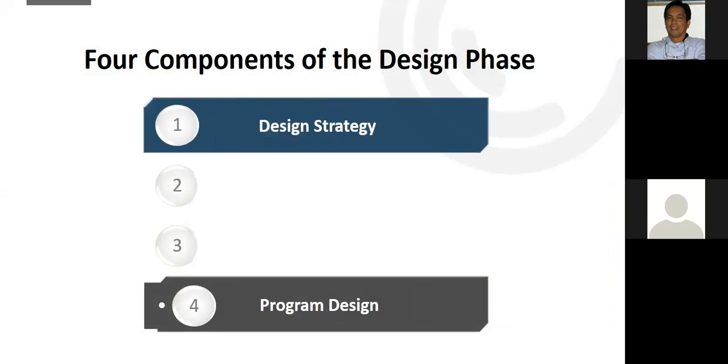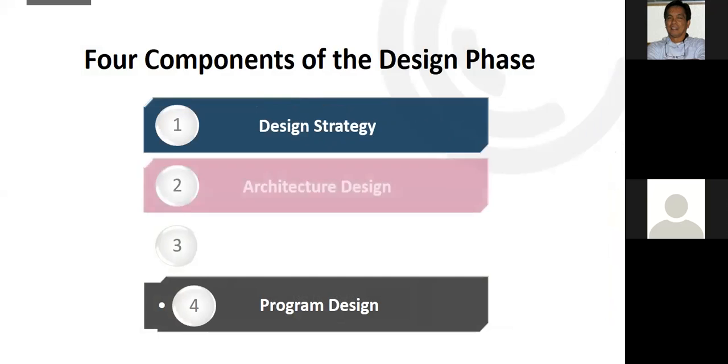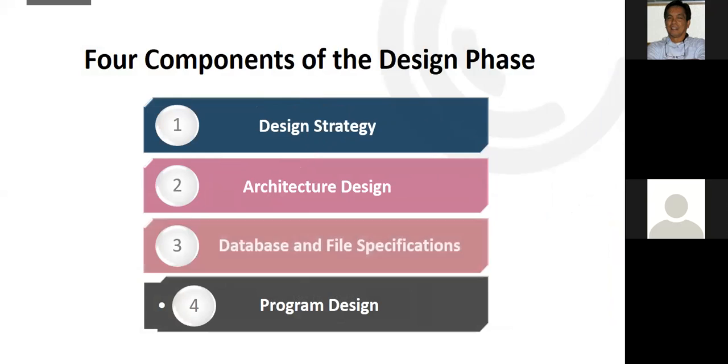Actually, it has four components. The first is the design strategy. The second is the architecture design, and then the third is the database and file specifications, and the fourth is the program design.